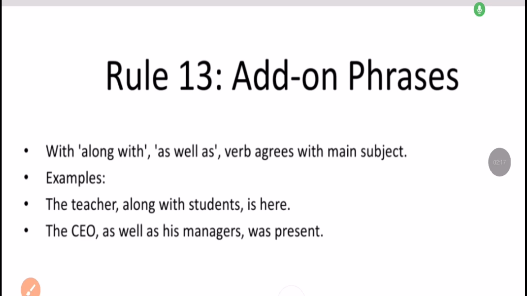Here, very important rule for add-on phrases like with, along with, as well as: verb agrees with main subject. Example, the teacher along with students is here. Here main subject is singular, the teacher, that's why we are using is. Next one, the CEO as well as his managers was present. Same rule repeated here.